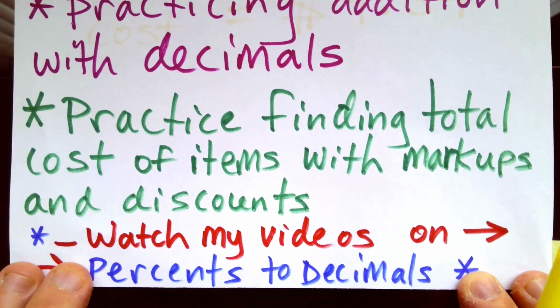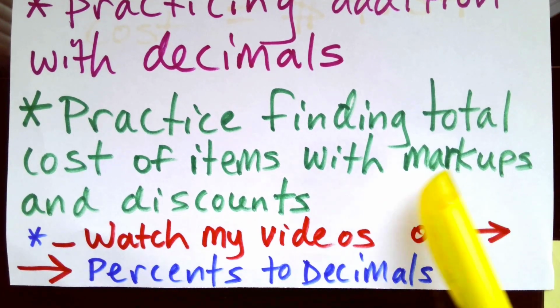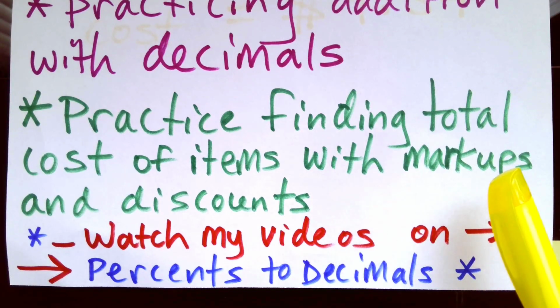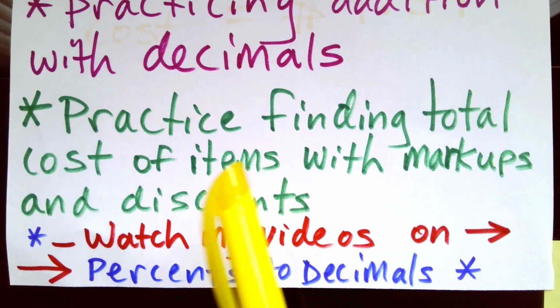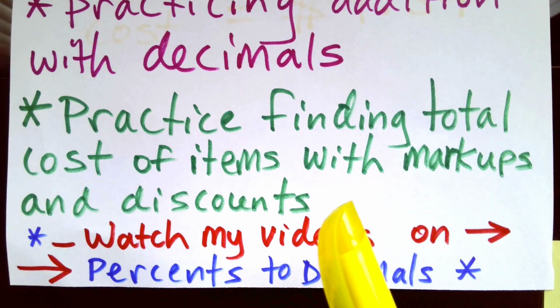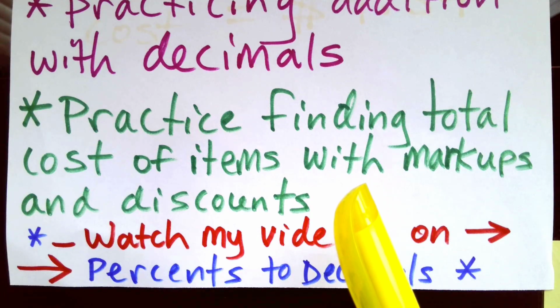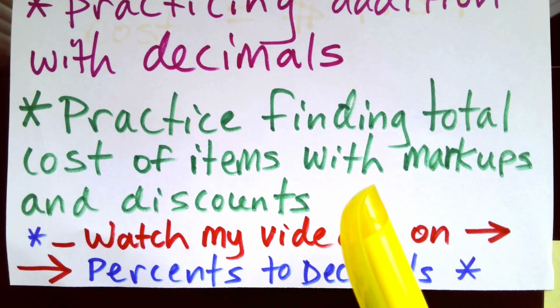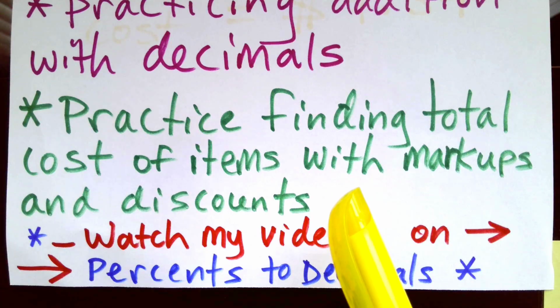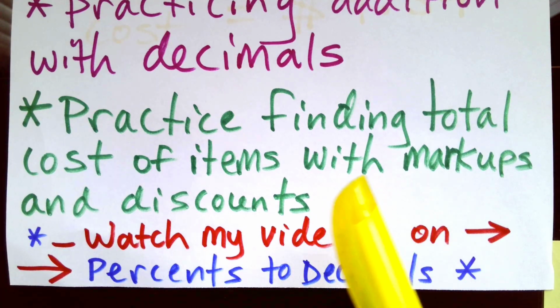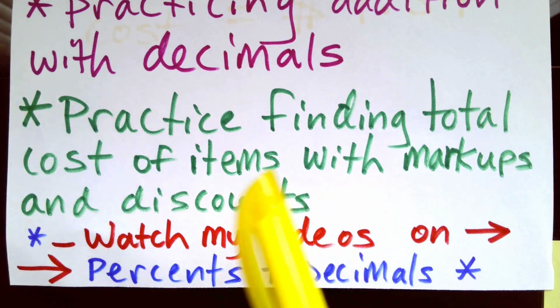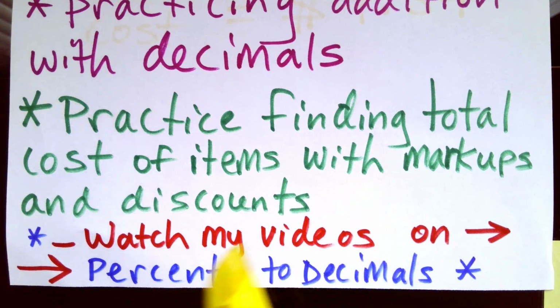Practice finding total cost of items with markups, which is you add, like we did with tax. Tax is a type of markup. And discounts, right? You would find the value of discounts the exact same way we found the taxes. Convert the percentage into a decimal, multiply times the total cost of the item, and instead of adding that value for a discount, you would subtract it. Also, watch my videos on percents to decimals and vice versa.